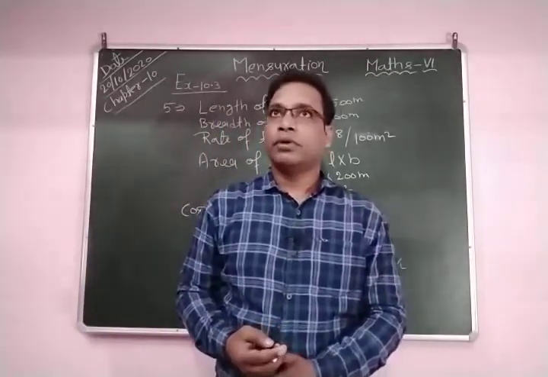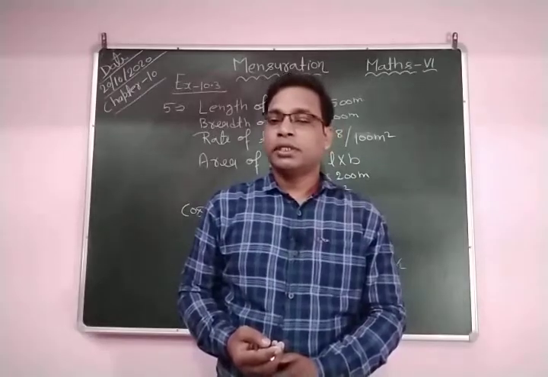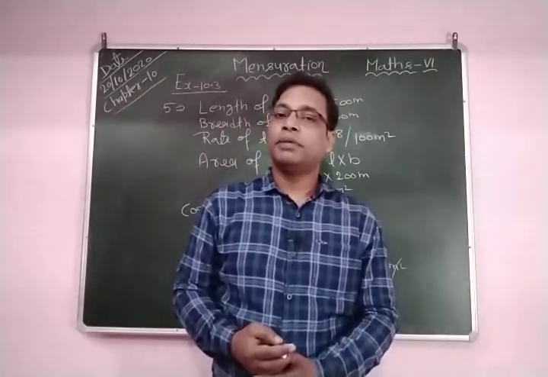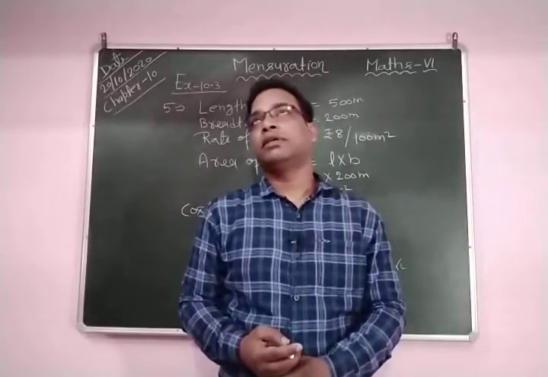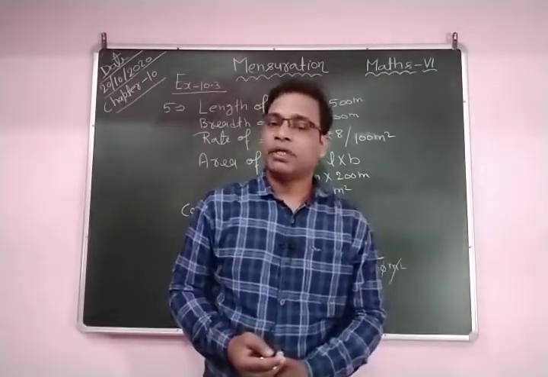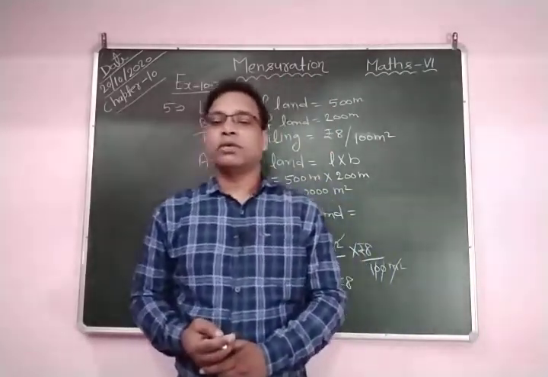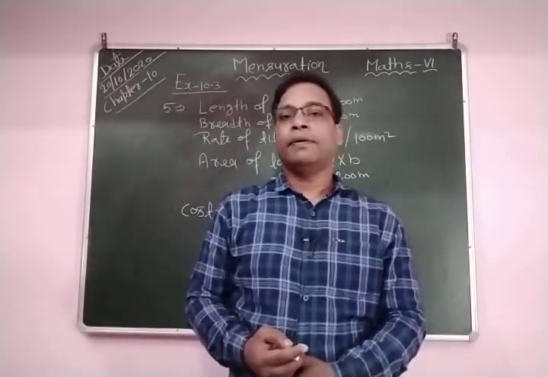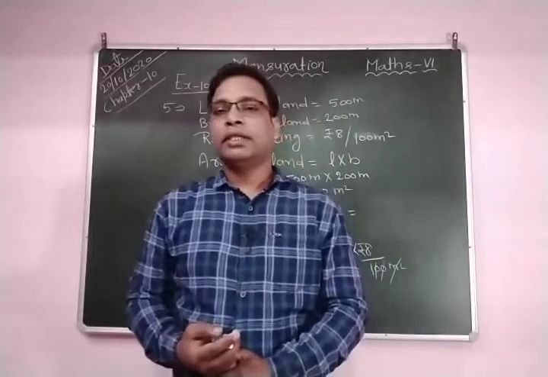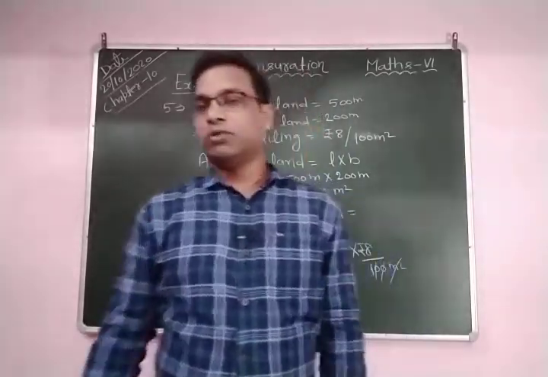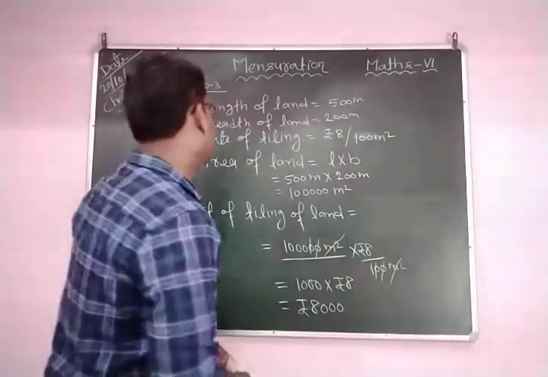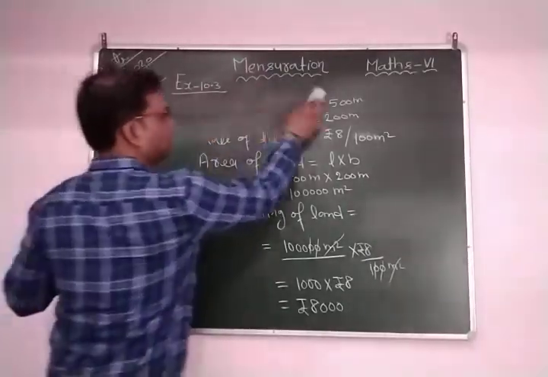Length is given 2 meters, but breadth is given 1 meter 50 centimeters. So first we convert centimeter into meter. After this we find the area of the rectangular tabletop. This is equal to length into breadth. Then we multiply length into breadth and we obtain the area of the rectangular tabletop. So let's see how to find the area of the rectangular tabletop.